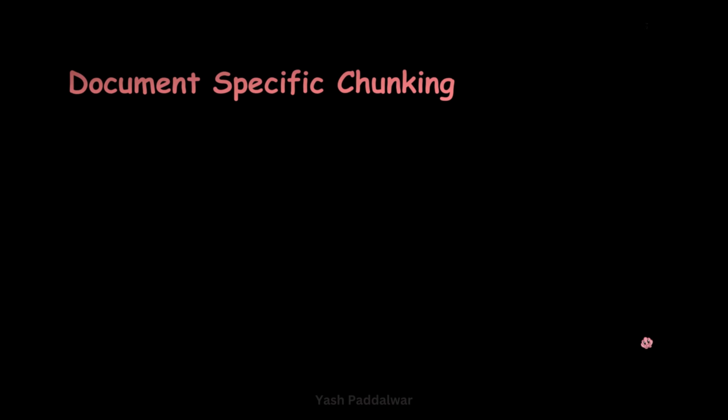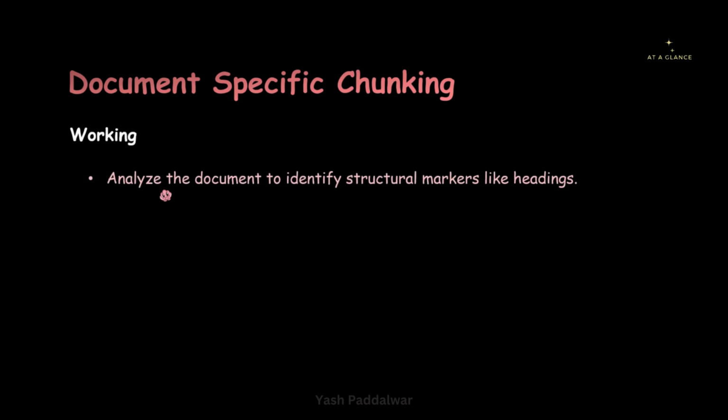Let's see that. First, we analyze the document to identify the structural markers like headings. Let's take an example of MD files. An MD file contains some headers. Headers are defined by hash. If there is one single hash, it is a parent header. If there are two hashes followed by text, it is counted as a subheading of the parent header. Similarly, if the number of hashes increases, it is counted as child headings.